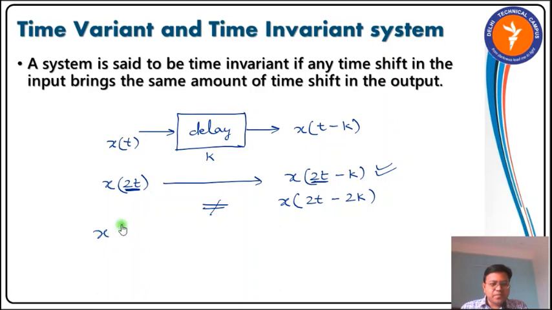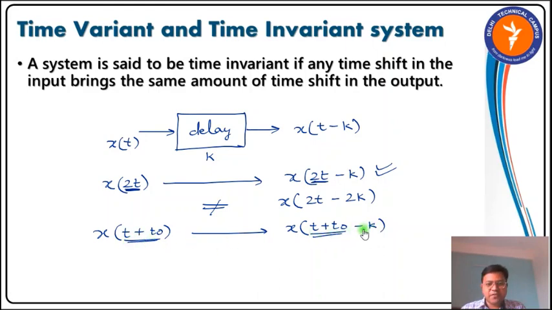Similarly, let us see, we have t plus t naught. Say I am inputting this signal now into the delay, which is causing a delay of k, then in the output I will get x of t plus t naught. This whole time will be delayed by factor k. See this, the whole time has been delayed by factor k.